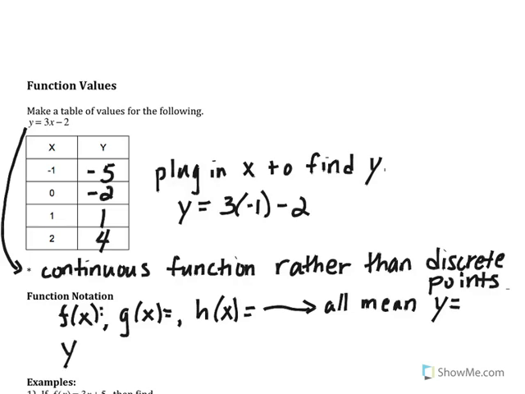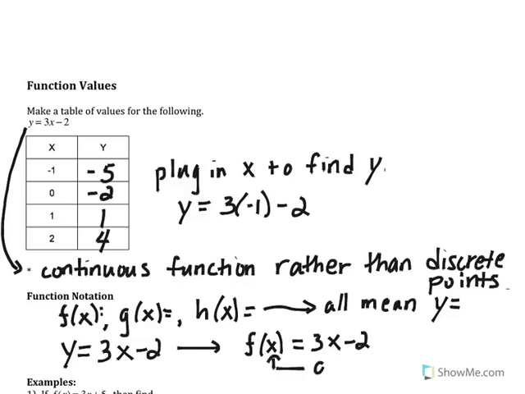So if we were going to take that expression or equation from up above, y equals 3x minus 2 will become f of x equals 3x minus 2. And all this does is it gives us a place to plug into. So right here, this allows a place to plug in, or to show what you're plugging in.